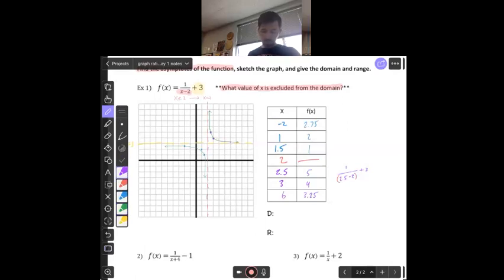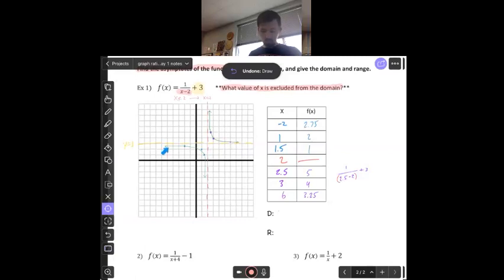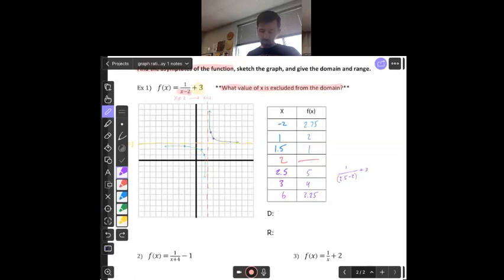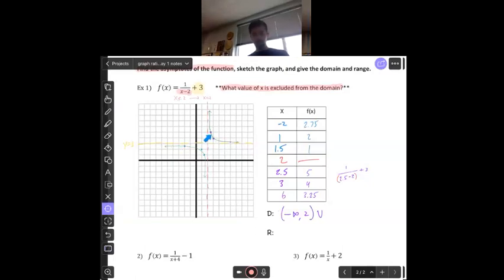So domain and range. Oh, I did that. So domain, left side, there's our arrow. It's like, I'm getting really close to 2. I don't like that. So negative infinity to 2. Close that parenthesis. We use our union symbol because on the other side of 2, it starts going again, heads off to the right forever.